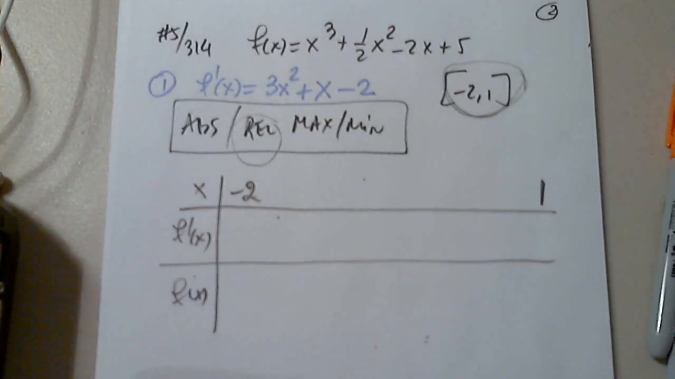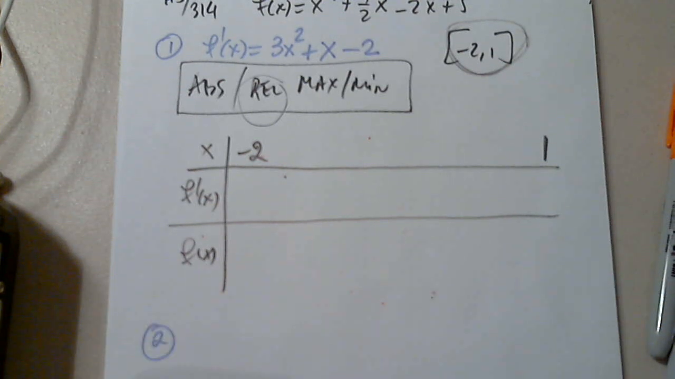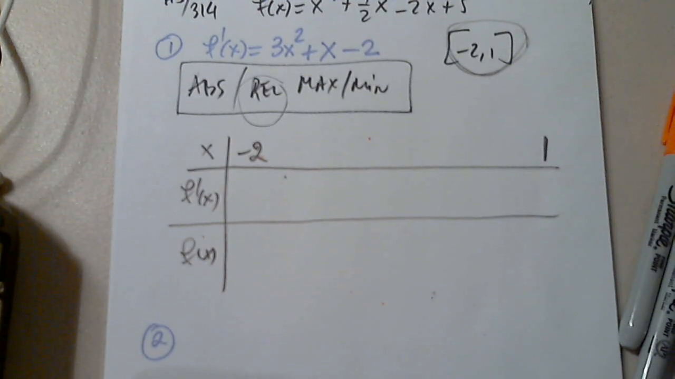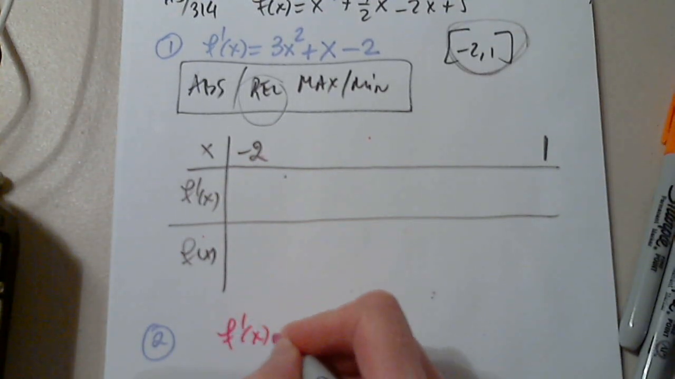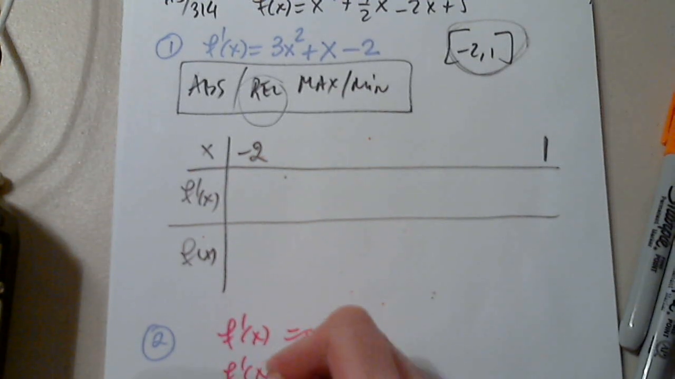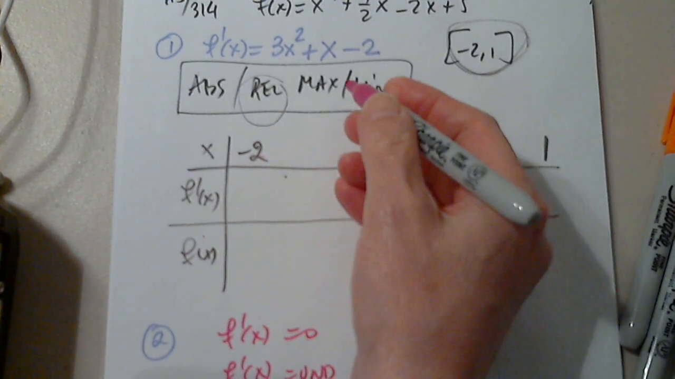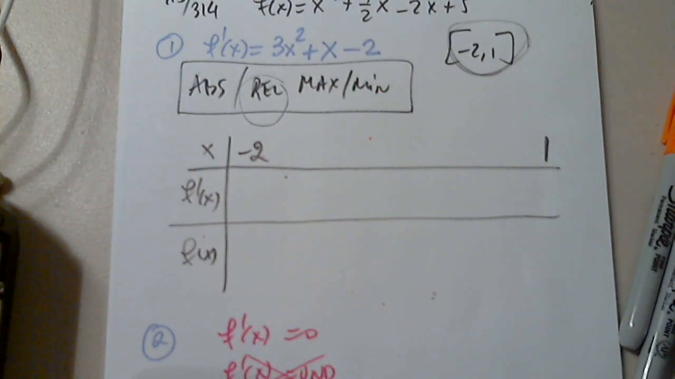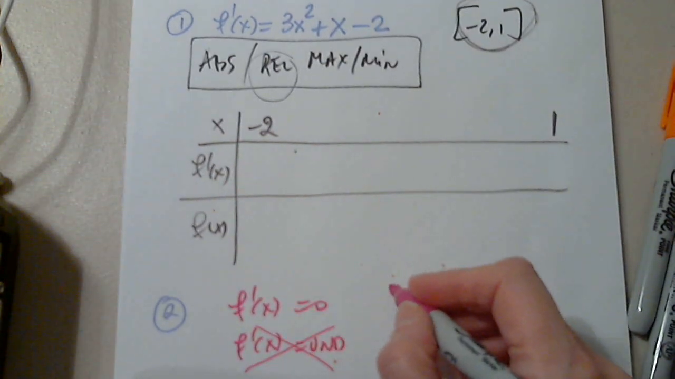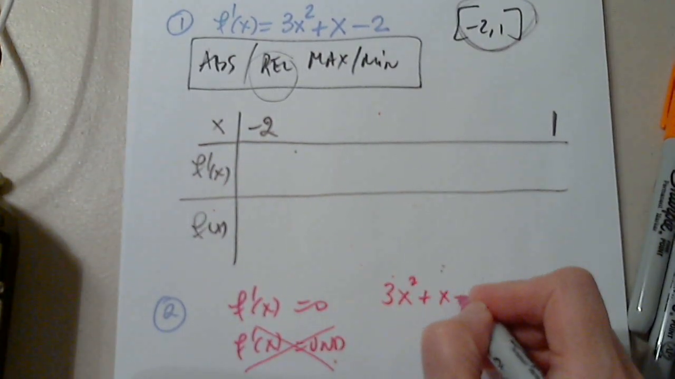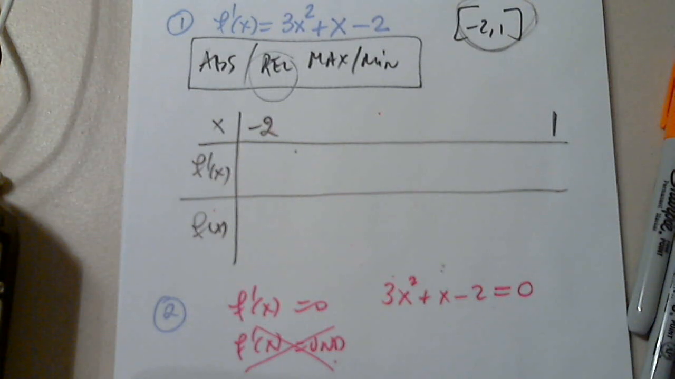What is my next step towards finding max min? Nothing different from before. What is our next step? Exactly. F prime of x equals 0, or f prime of x equals undefined. It's a polynomial function, so undefined will be a waste of time. So 3x squared plus x minus 2 equals 0.